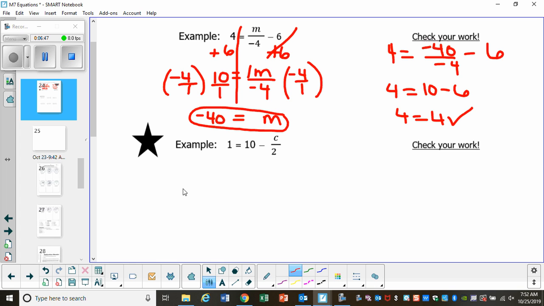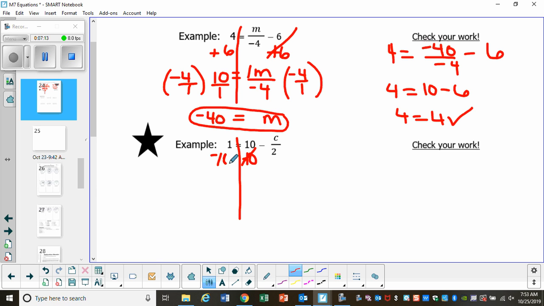Okay. So this next problem has a big star next to it because this is a commonly missed question on the unit test. Okay? But the process is still going to be the same. We just have to watch for our negative sign. So I'm going to drop the bar. The constant, again, is on the right side. The constant's 10. So I'm going to subtract 10. Opposite of a positive 10 is -10.